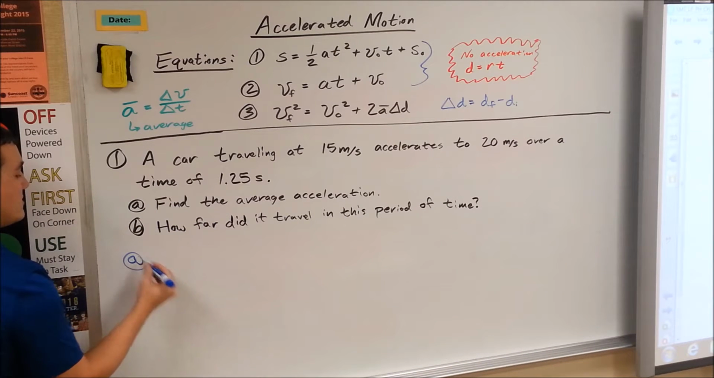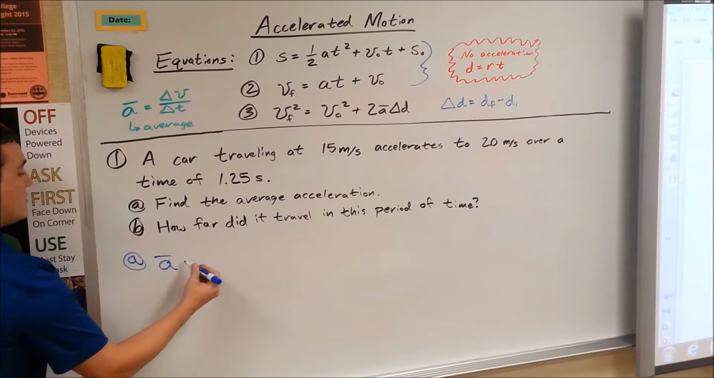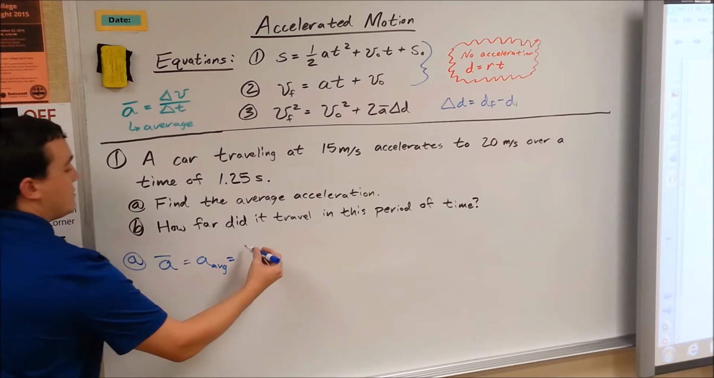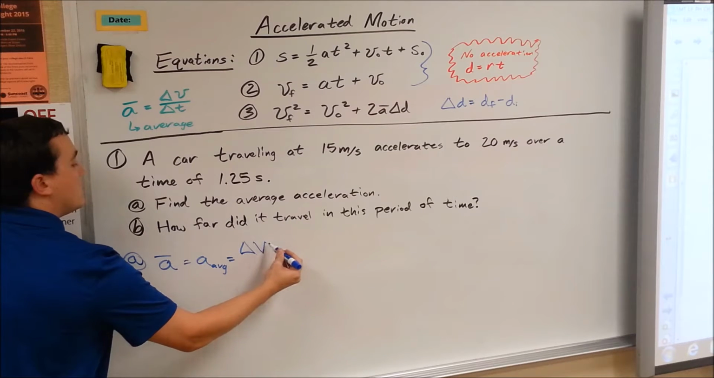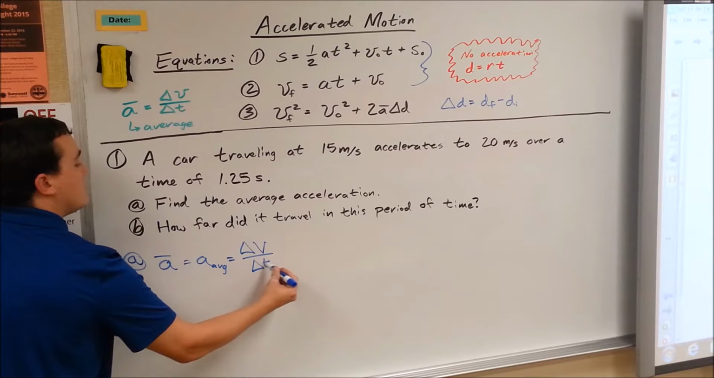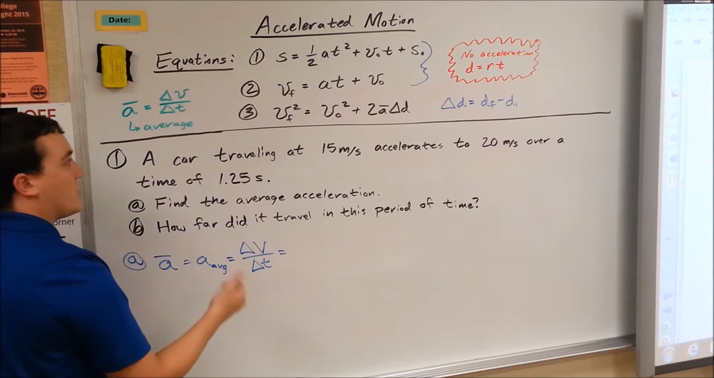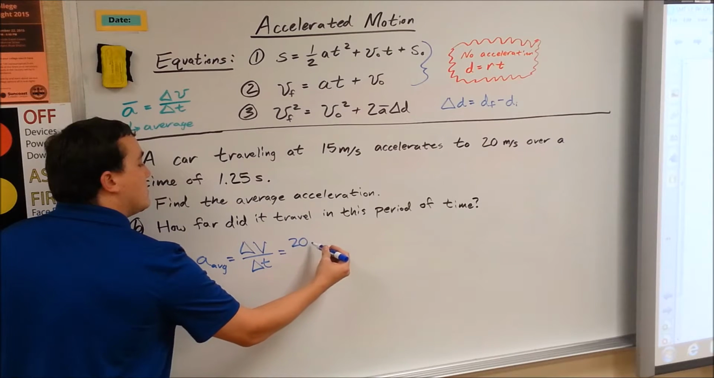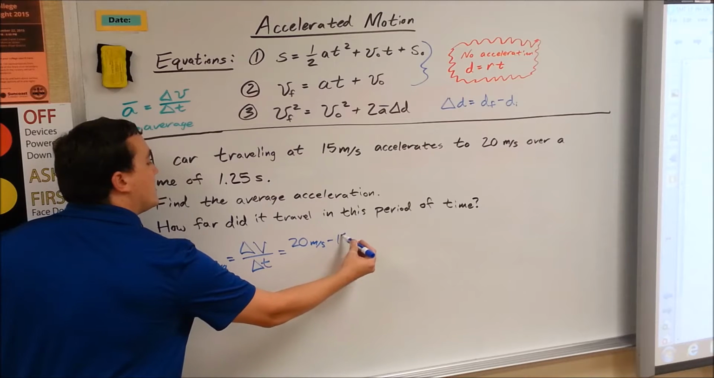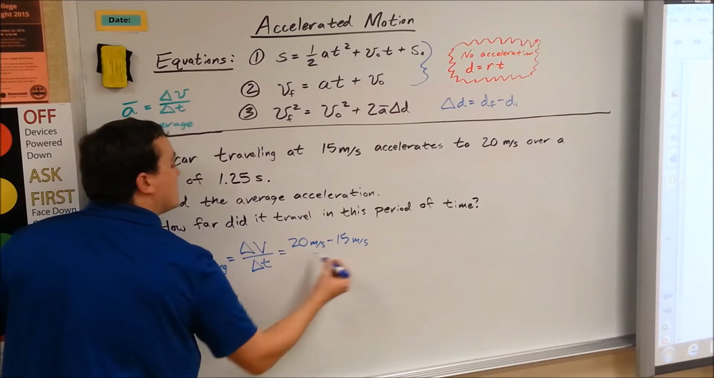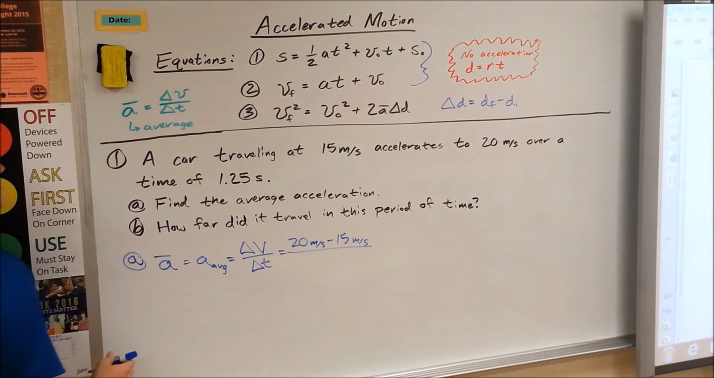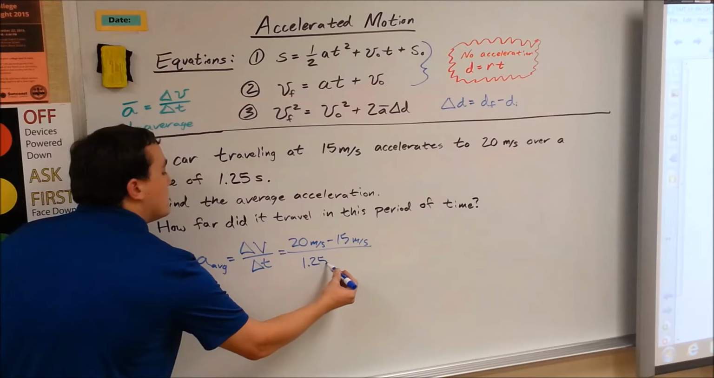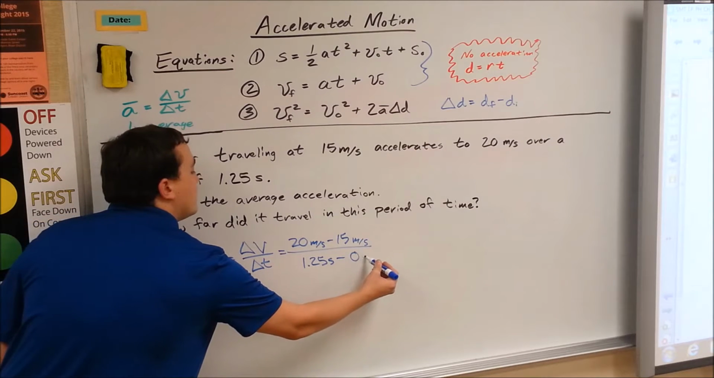So for part A, acceleration, or a bar, you could say a average as well, equals delta v over delta t. Delta v is just our final minus initial. So our final velocity is 20 meters per second minus 15 meters per second, over our final time, 1.25 seconds, and our initial time was 0.